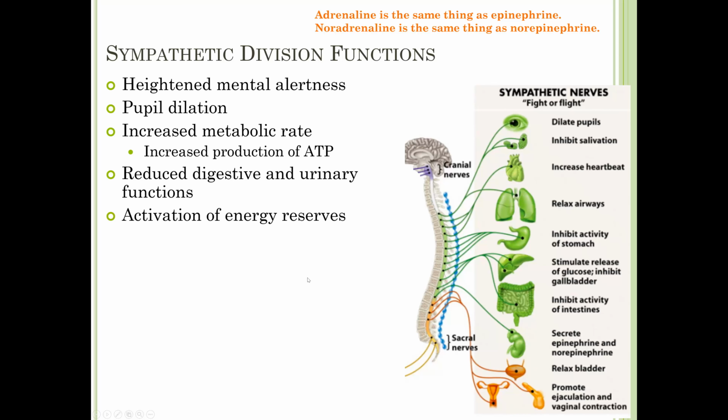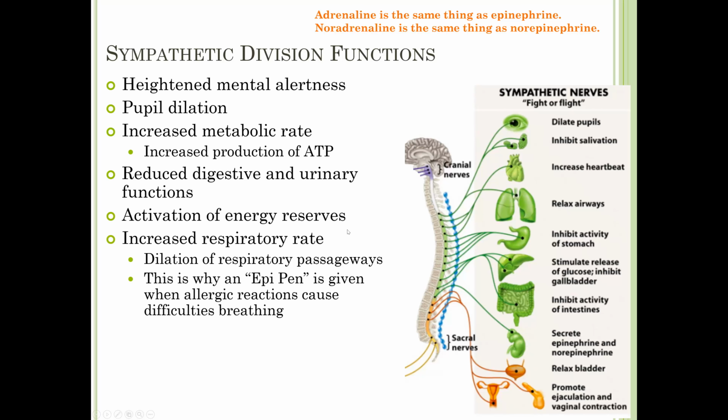The sympathetic division also activates your energy reserves, so you are going to stimulate the release of glucose into the bloodstream, as well as increase the release of lipids into the bloodstream from your adipose tissue. You're going to increase your respiratory rate, and you're also going to dilate the respiratory passageways. This is what it means over here when it says relax airways. This allows the passageways to become larger, which allows more air and oxygen to get to the lungs.